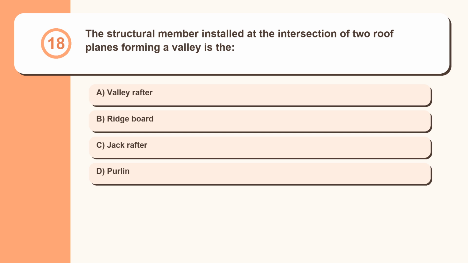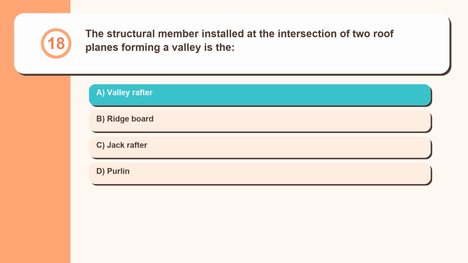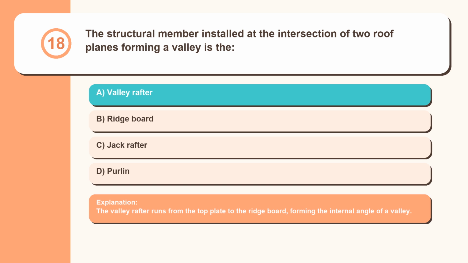Question 18. The structural member installed at the intersection of two roof planes forming a valley is the valley rafter, ridge board, jack rafter, purlin. The valley rafter runs from the top plate to the ridge board, forming the internal angle of a valley.